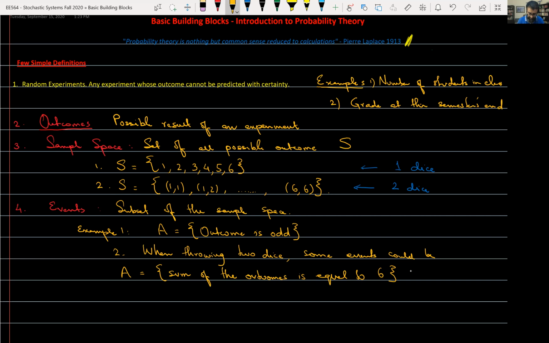By the way, what outcomes will this event include? When you throw 2 dice, the sum of those 2 outcomes on those 2 dice turns out to be equal to 6. So what are the possible outcomes which will result in a sum equal to 6? The 2 4, 4 2. Yeah, so I will start here: 5 1, then 4 2, then 3 3, then 2 4, and then 1 5. So these are 5 possible outcomes which result in the event. If any one of these outcomes happens, you say the event A has actually happened. All right, and then many other examples.